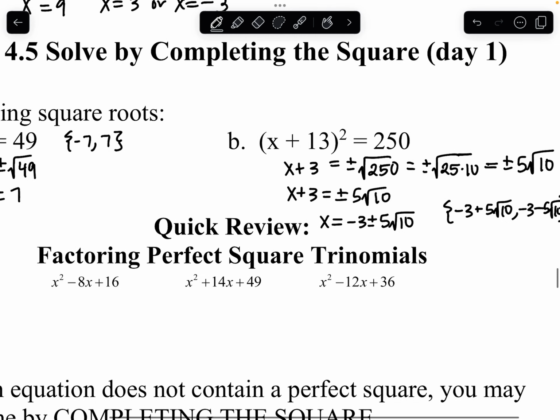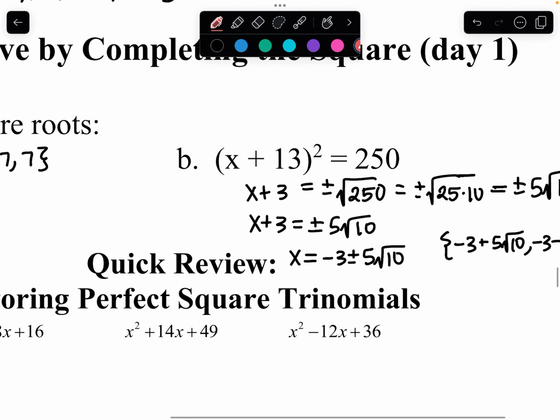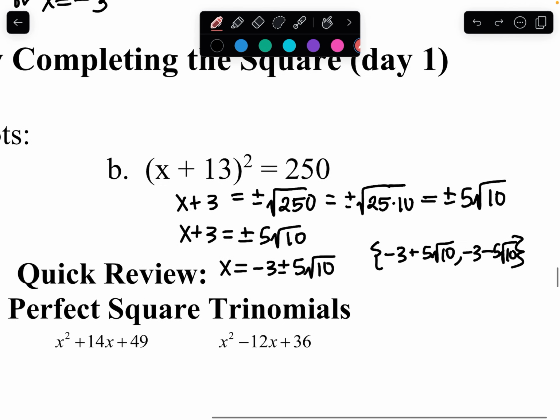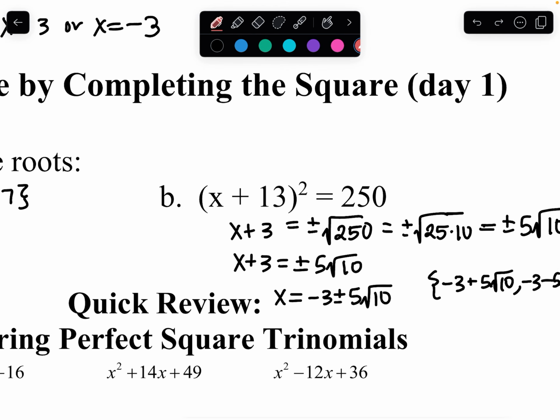Okay, and so the point of doing this is because if we were to solve this by quadratic formula, we would first have to FOIL this out and then move the 250 to the other side. And that takes a lot of steps, whereas if we just use the square root property, it saves us a lot of time. Whenever you have this setup where you have a perfect square equal to a number, you can use the square root property.